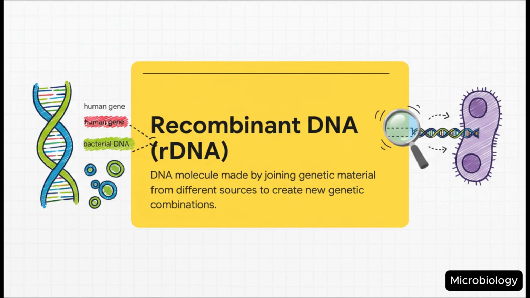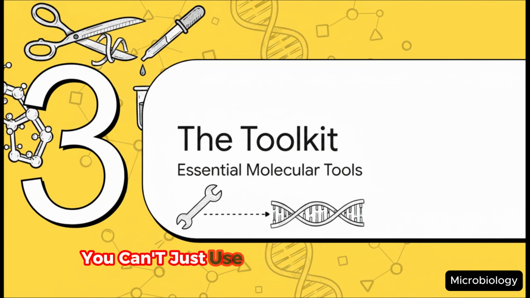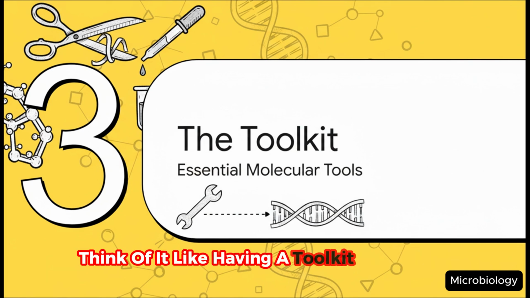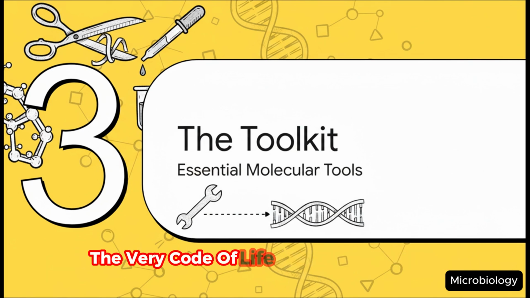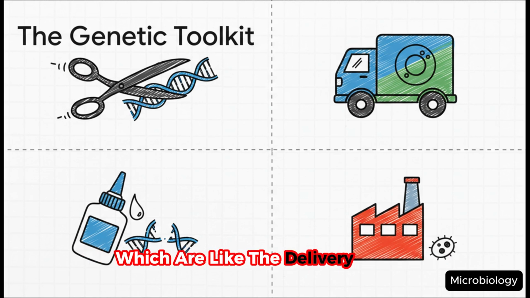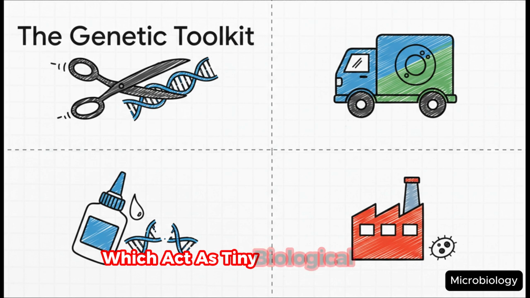Now, to do this kind of incredible genetic surgery, you can't just use any old lab equipment. You need a very specific set of molecular tools. Think of it like having a toolkit for editing the very code of life. And in that toolkit, there are 4 absolutely essential items. You've got restriction enzymes, those are your scissors. You have vectors, which are like the delivery trucks. Then there's DNA ligase, which is basically molecular glue. And finally, you have your host cells, which act as tiny biological factories. Let's take a quick look at each one.